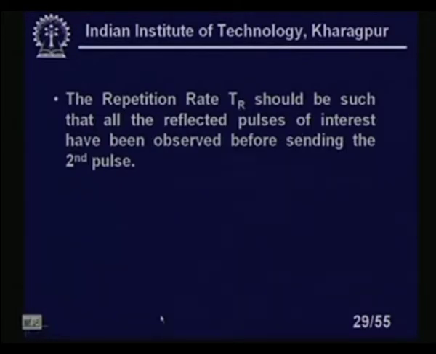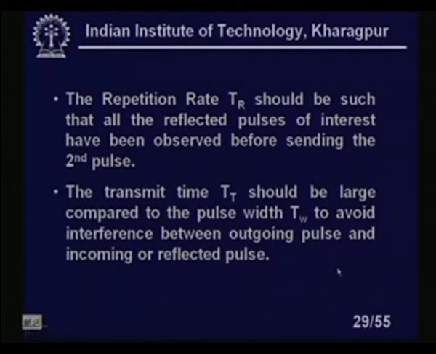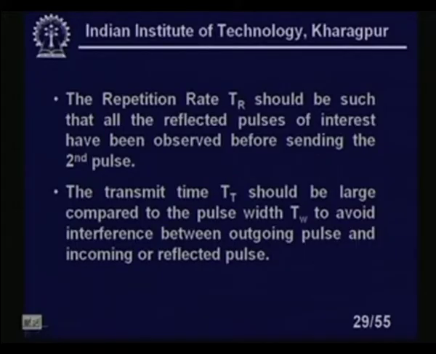The repetition rate Tr should be such that all the reflected pulses of interest have been observed before sending the second pulse, right. The transmit time Tt should be large compared to the pulse width Tw to avoid interference between the outgoing pulse and the incoming or reflected wave. So, we are making the transmitting time large compared to the pulse width to avoid the interference. So, obviously, within that time we will transmit, right.